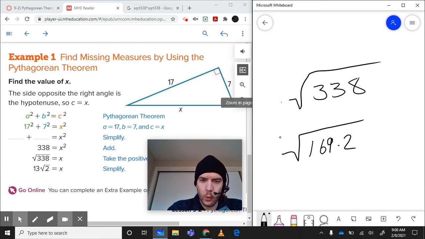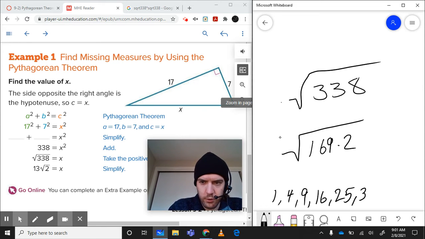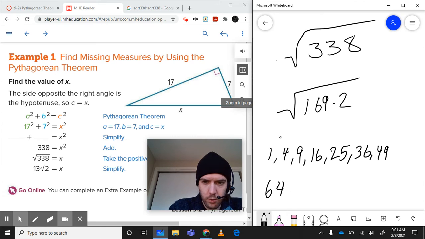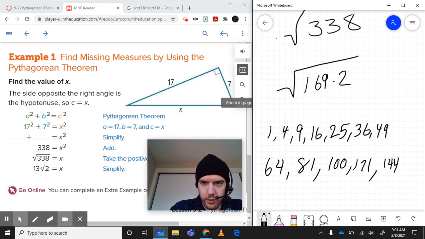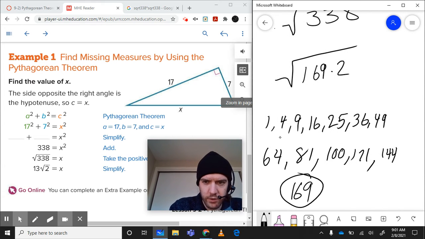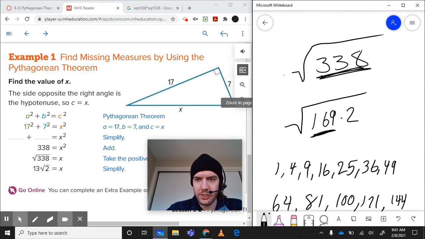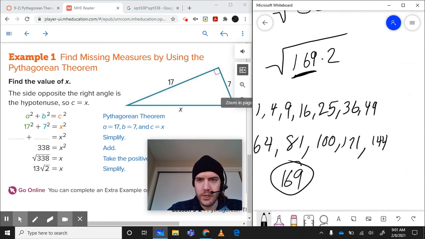Now, if you know your perfect squares, your perfect squares are like 1 squared is 1, 2 squared is 4, 3 squared is 9, 4 squared is 16, 25, 36. These are all my perfect squares. If I keep going, so 7 squared, 8 squared, 9 squared, 10 squared, 11 squared, 12 squared, and finally 13 squared is 169. Okay, so when we're simplifying square roots, we're looking to try to factor what's under the square root as much as possible, and ideally we're looking to get a perfect square number in there. Okay, if we do, this is what we're allowed to do.